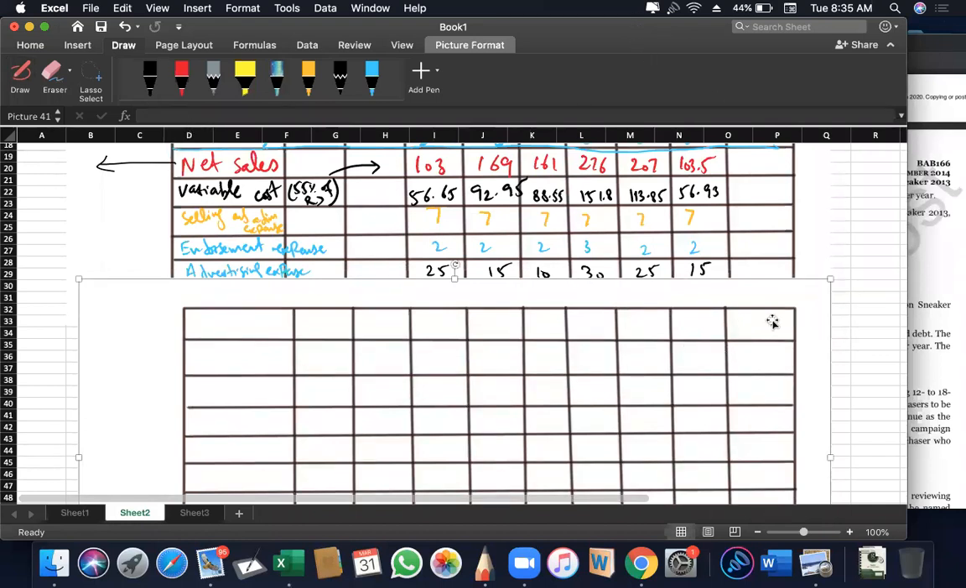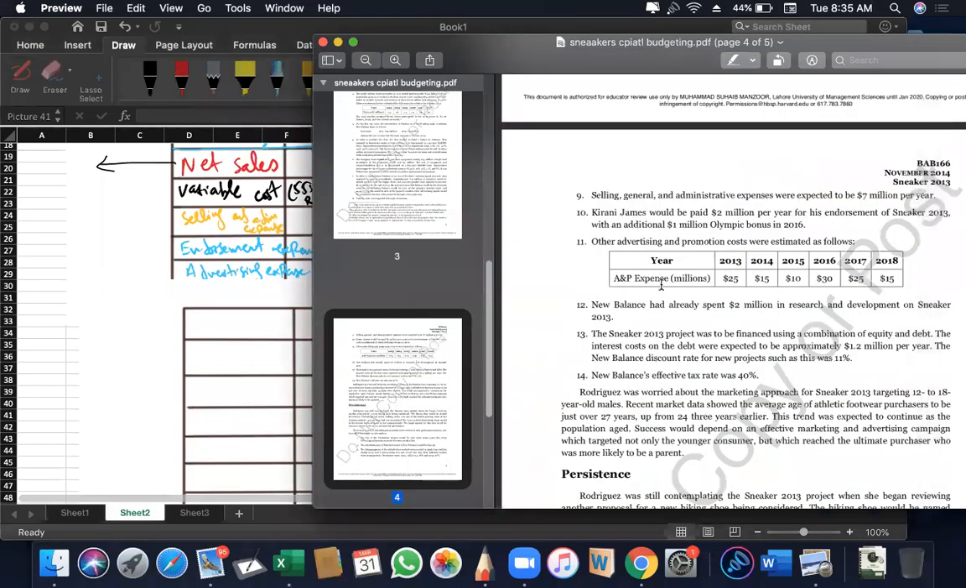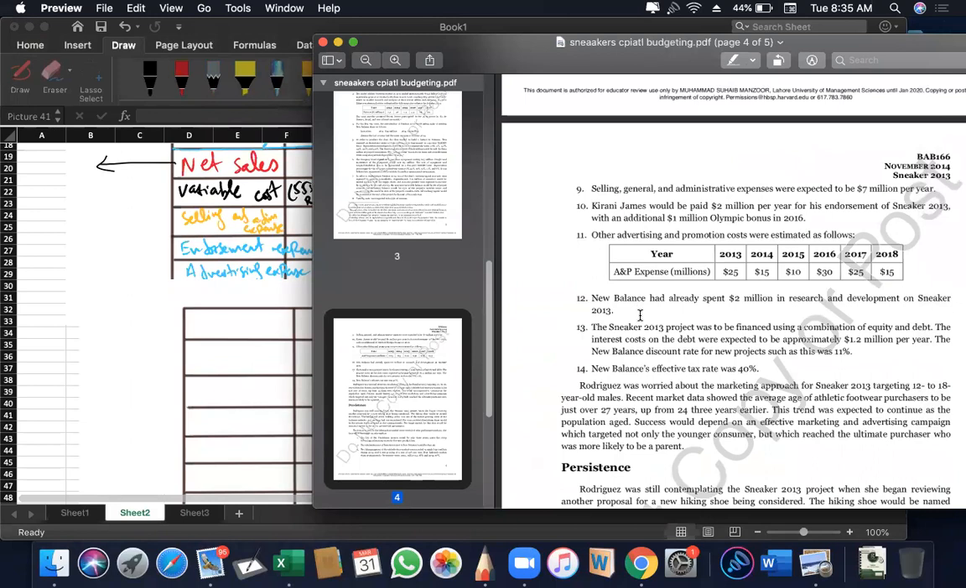We are just extracting what information we can get from it. Now point number 12. New Balance has already spent 2 million in research and development on the sneaker. The keyword here is already. This is sunk cost. We avoid sunk cost. We don't deduct sunk cost in the project valuation. Why? Because this is the cost that we have already incurred.